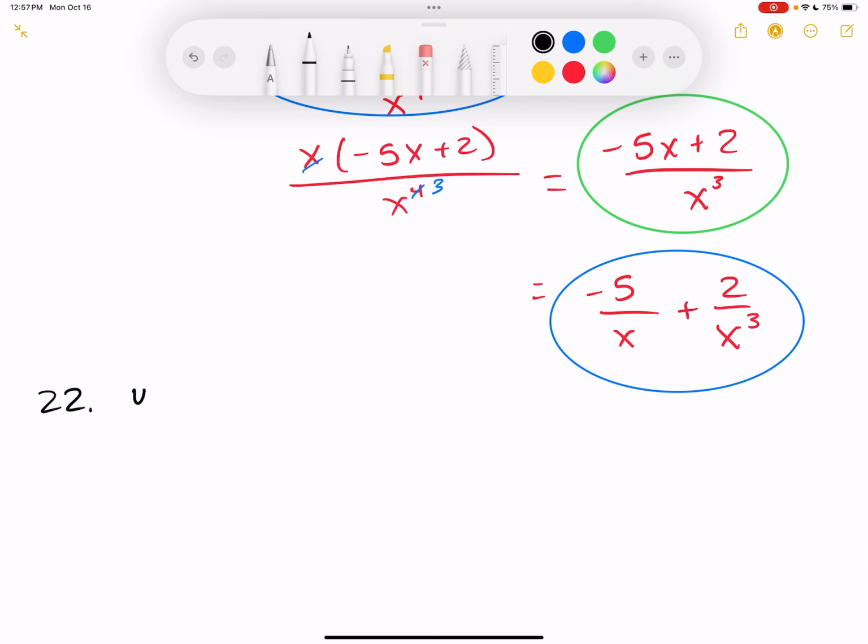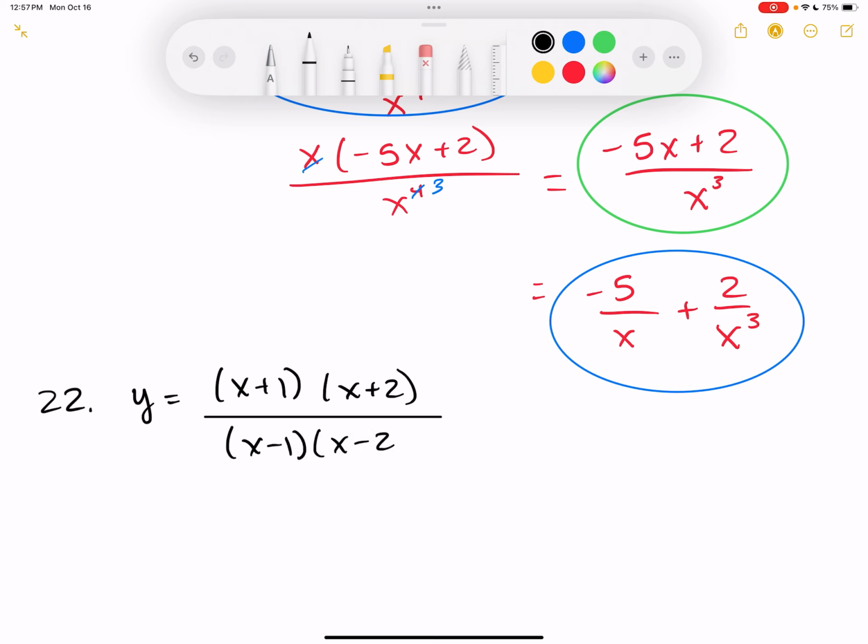Problem 22: y equals (x plus 1)(x plus 2) over (x minus 1)(x minus 2). In a sense, this is a quotient rule, because I've got a top and a bottom and I'm taking the derivative. Within that, if I don't change anything as it stands, when I take the derivative of the top, I have to take a product rule. So it's like a derivative and a derivative.